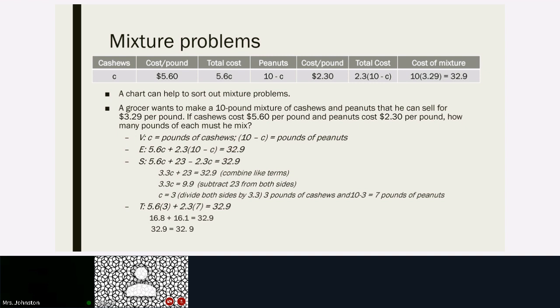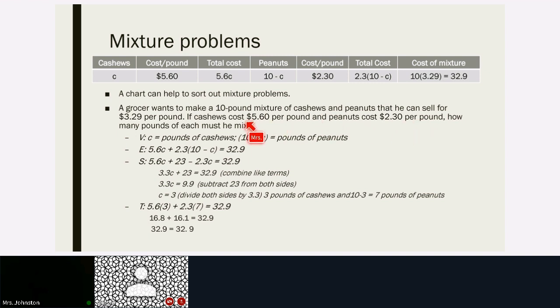Now, mixture problems can be problematic, but if you think them through and make a chart, they become much easier. It can help you to sort out the information in a problem. So I've created a chart here similar to what you might want to put on your paper. And here's a sample problem. A grocer wants to make a 10-pound mixture of cashews and peanuts that he can sell for $3.29 per pound. However, he doesn't want to sell them for less than it costs him to get them. So if cashews alone cost $5.60 per pound and peanuts cost $2.30 per pound, how many pounds of each must he mix? Now let's think about that. He wants to make a mixture.